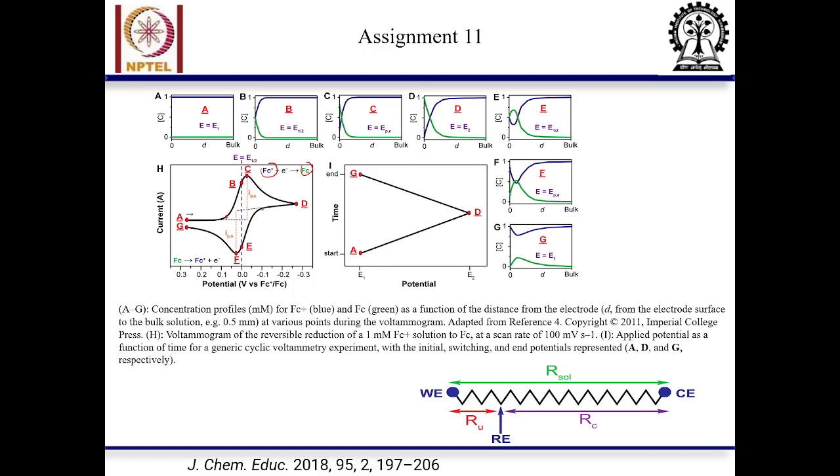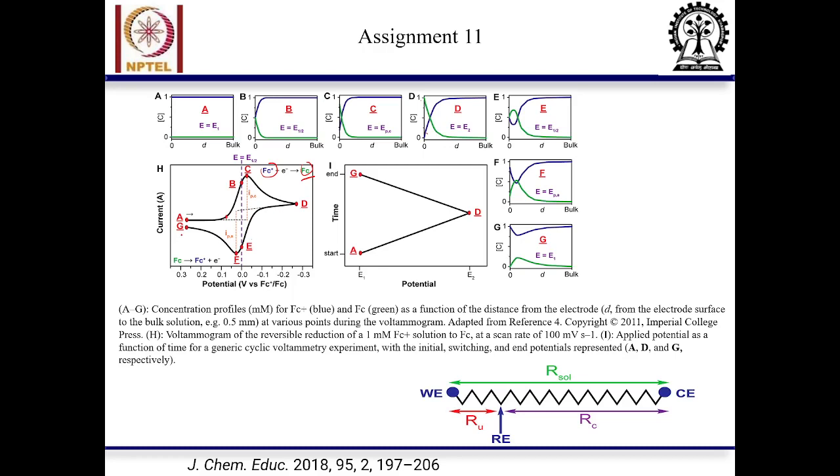Once we invert it, what happens at D? The concentration of Fc will be maximum and Fc plus will be 0. Means as soon as the Fc plus is coming near to the electrode, it is immediately going to the Fc. So that is the D point here. And then after that we reduce it. So what will happen? All the things will happen in reverse.